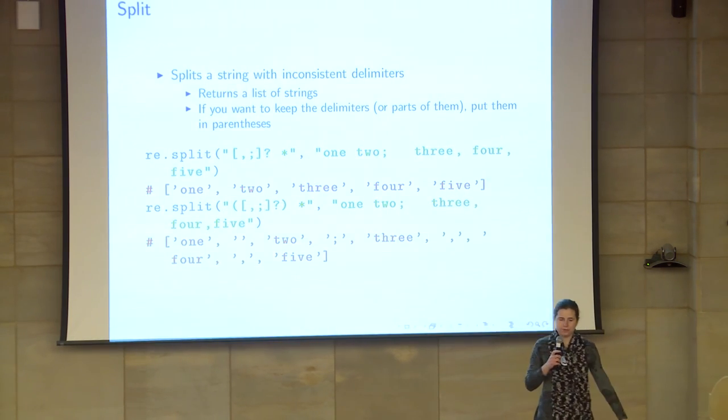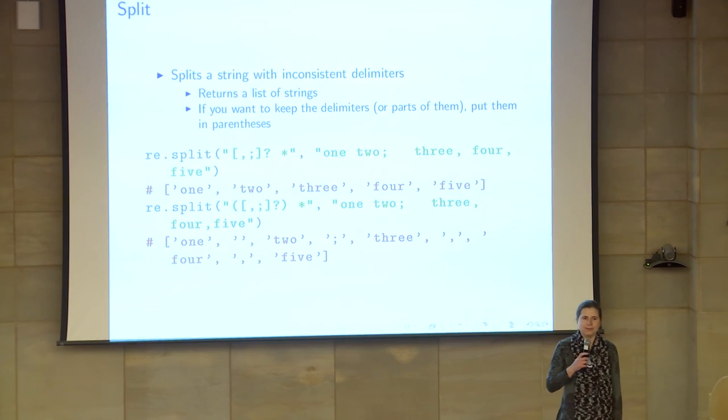And split allows you to split a string within consistent delimiters, and it returns a list of strings, which are the split strings, and if you want to keep the delimiters or parts of the delimiters, you can put them in parentheses to capture them. So in this example, we have this horribly, horribly messy list, which uses spaces sometimes, sometimes semicolons, sometimes commas, and like random numbers of spaces.